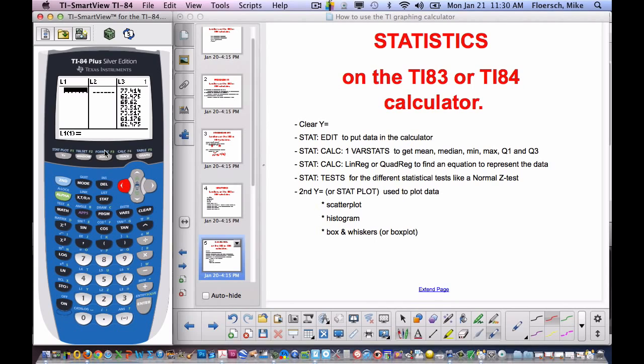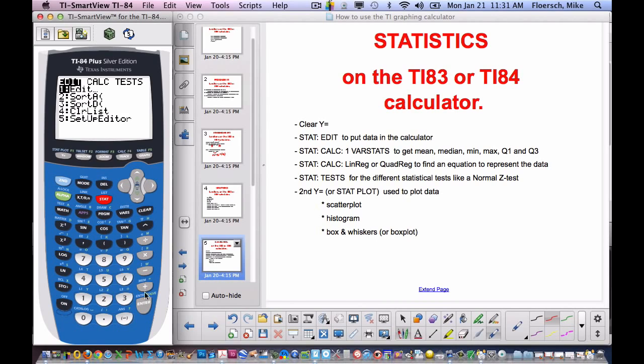If you ever have to put the cells back in because you deleted by accident, you can hit stat, setup editor, and then do L1, comma, L2, comma, L3, L4, L5, L6, hit enter, and it'll put them all back in for you. Let's go back.